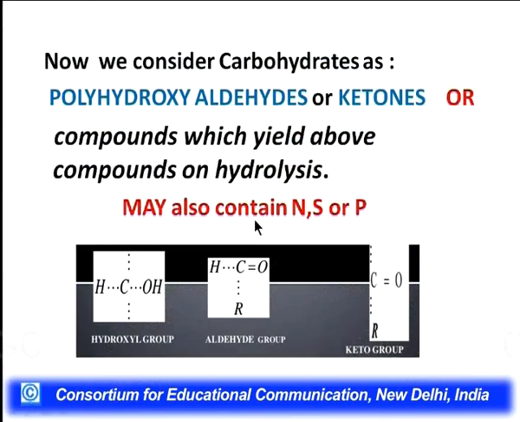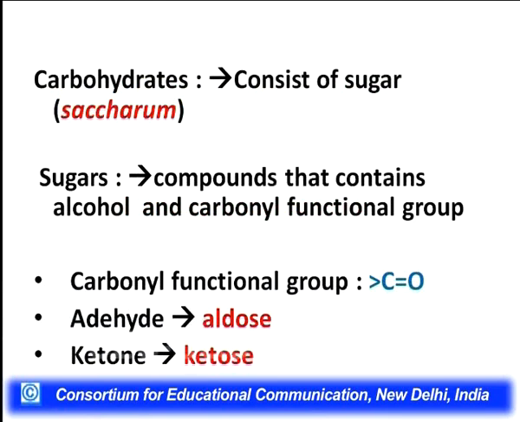So as I've said, carbohydrates are polyhydroxy aldehydes or ketones. What we find here is that they will have hydroxyl groups in them, and along with the hydroxyl groups, they can either have an aldehyde group, which is the CHO group, or a ketonic group, which is the CO group. So we say that carbohydrates are sugar molecules, and these sugar compounds will contain an alcoholic group as well as a carbonyl group, and this carbonyl group may be an aldehyde group or a ketonic group.